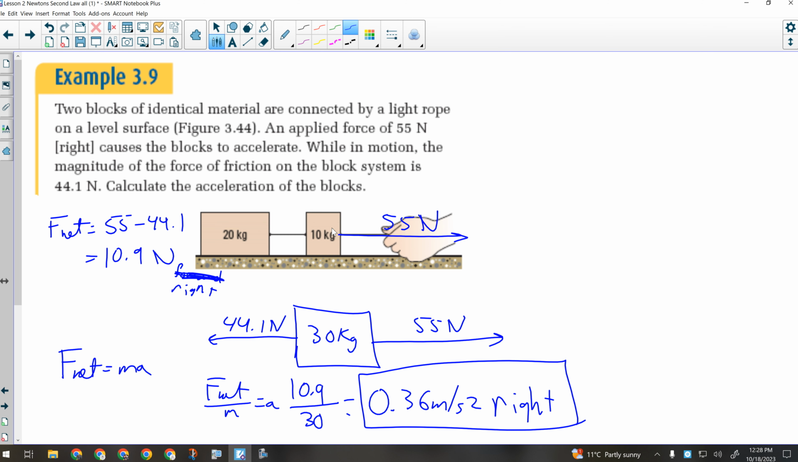But if I ask it that way, you'd be surprised how many people change this calculation right here to 10.9 divided by 10. As soon as I mention which mass, suddenly people forget in a system, I'm talking about the whole system, not just one part of it. Okay? Everyone follow me there?